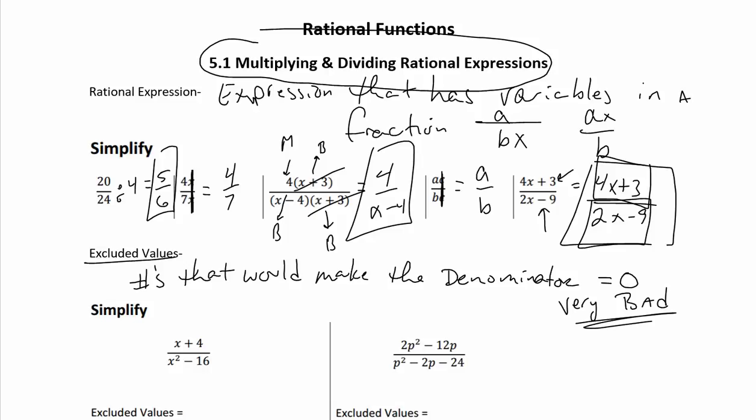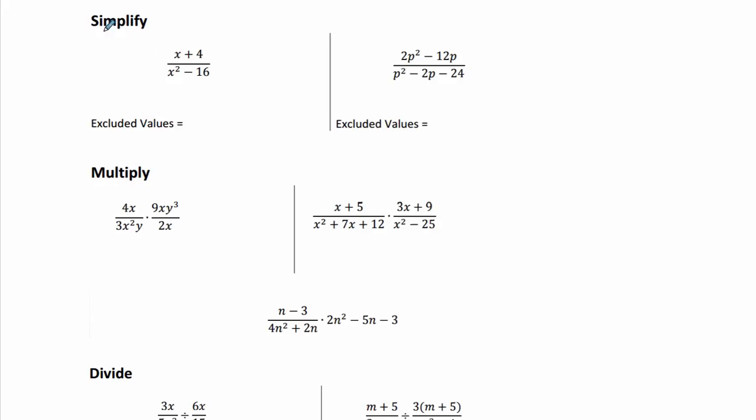So now let's go on to the next couple examples here. Okay, next example. Still want to simplify. So what we want to do is simplify as best as we can. So then I want to find excluded values. The excluded values you have to do first, and then simplifying you have to do second. Alright, what do I mean by excluded values doing first?